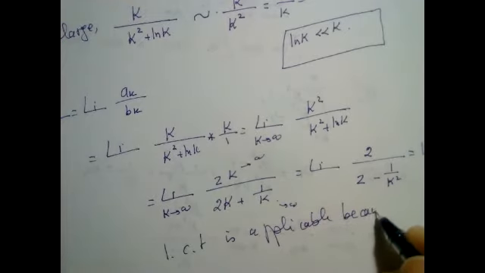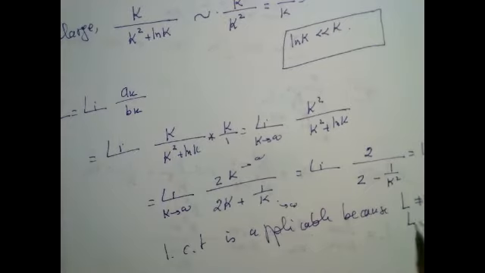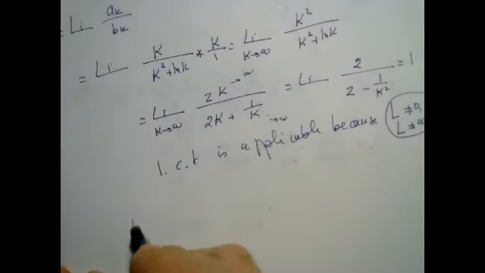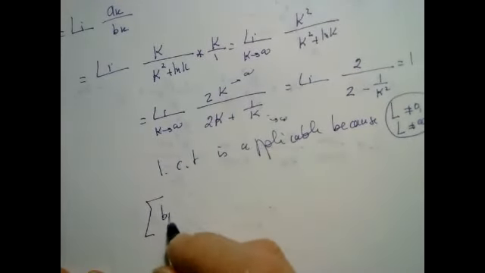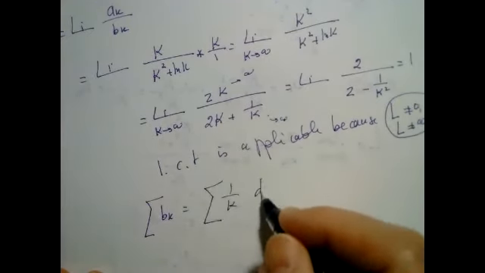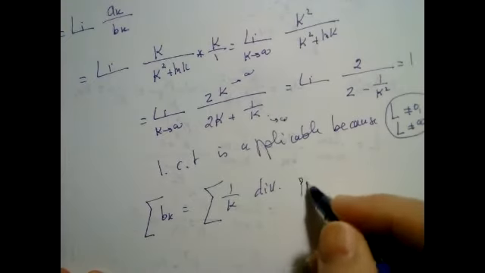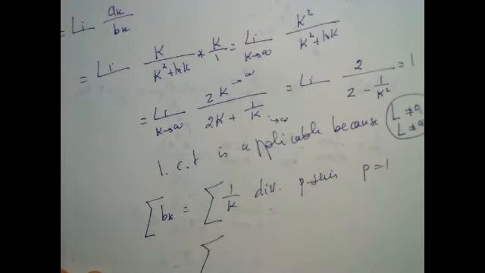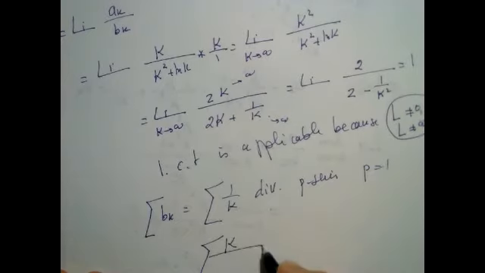Because my L is a finite number. It's not 0 and it's not infinite. Not only finite, I want it to be not 0 and not infinity. Now sigma b_k, which is the sigma 1 over k, diverges. It's a p series with p equal to 1. It means my original one will diverge as well.